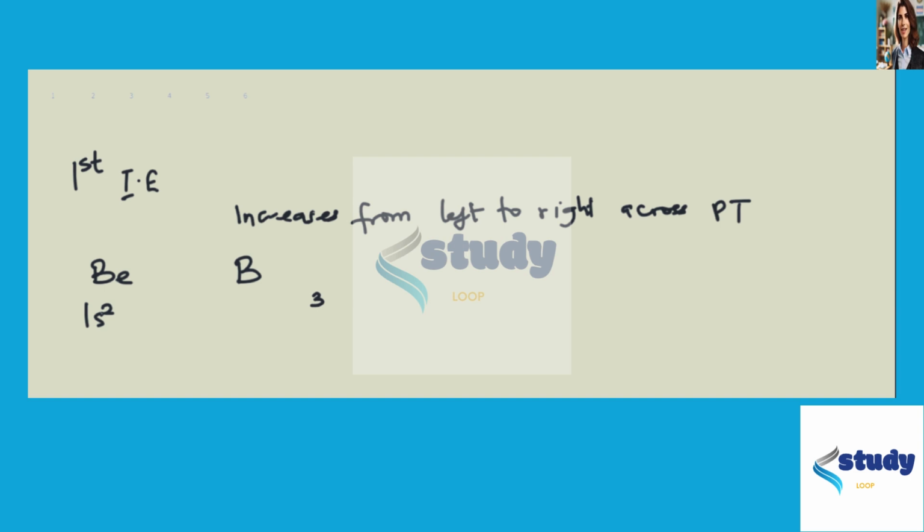Sorry, I made a mistake in writing that electron configuration. It is 1s2 and then 2s2, and for boron, 1s2, 2s2, 2p1. So this is atomic number 5 and this is atomic number 4. So we expected the ionization energy to increase going from beryllium to boron, but what we observe is the opposite.